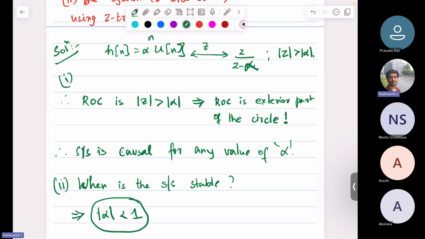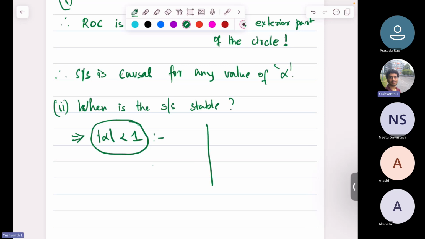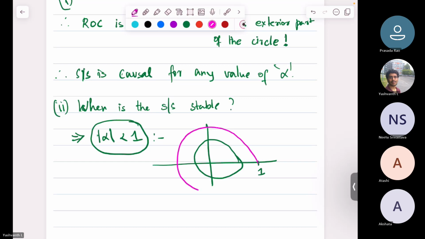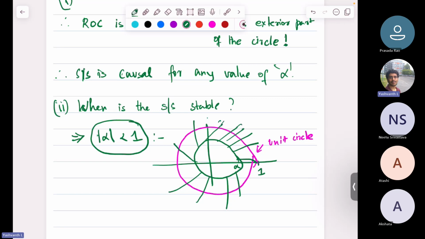If alpha is less than 1, then essentially, how will your ROC look like? Your ROC will be something like this. This is your alpha, and 1 will be somewhere here. Maybe I should draw in a different color. This is your unit circle, and this is your alpha. Let's say it's a real number, so it's alpha. Then the ROC will be something like this. You see, now the ROC is containing the unit circle. The green and the pink curves are intersecting each other.